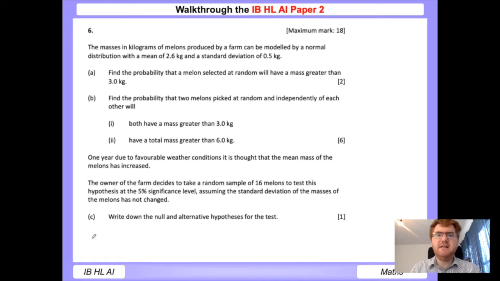Okay, welcome to another Ginger Mathematician video where I'm going to finish off this paper. So we have question 6 and question 7 to do, and they're both toughies in their own way. So a big statistics question and then a big kinematics question with some calculus in there as well.